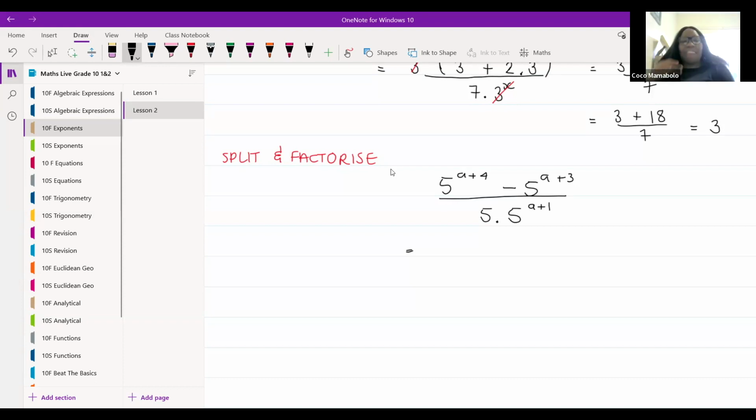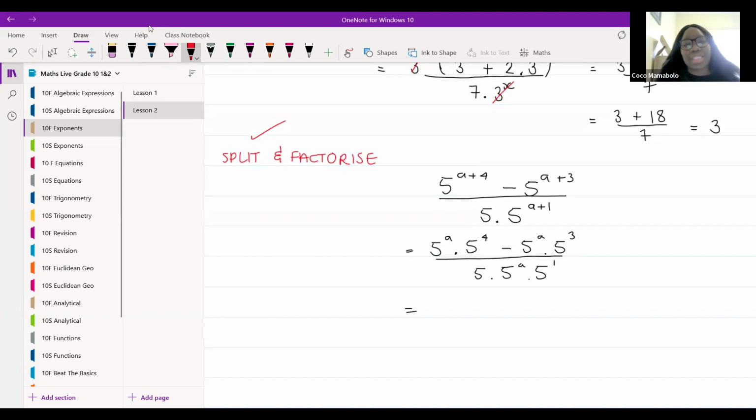All right, peeps, let's have a look at this one. Okay, I'm going to split. I know that I can't just cancel. There's a negative in between. So I'm going to split. I'm going to get 5 to the power of a times 5 to the power of 4 minus 5 to the power of a times 5 to the power of 3 over 5 times 5 to the power of a times 5 to the power of 1. Right. Now, I know that's the split part done. I now have to factorize.